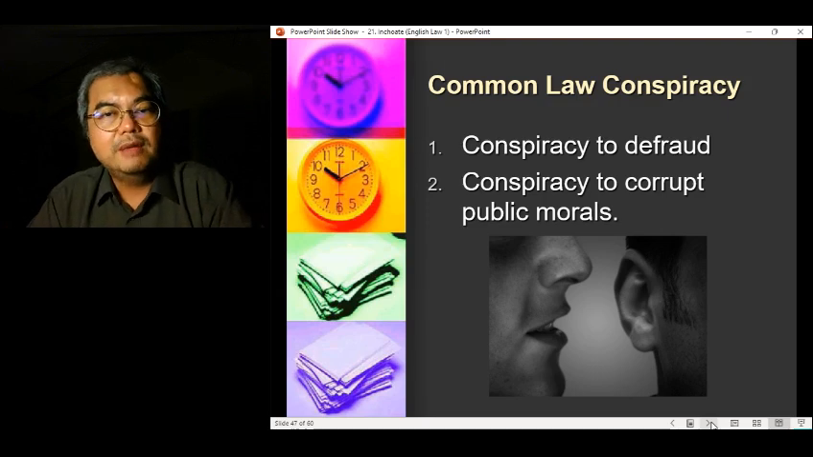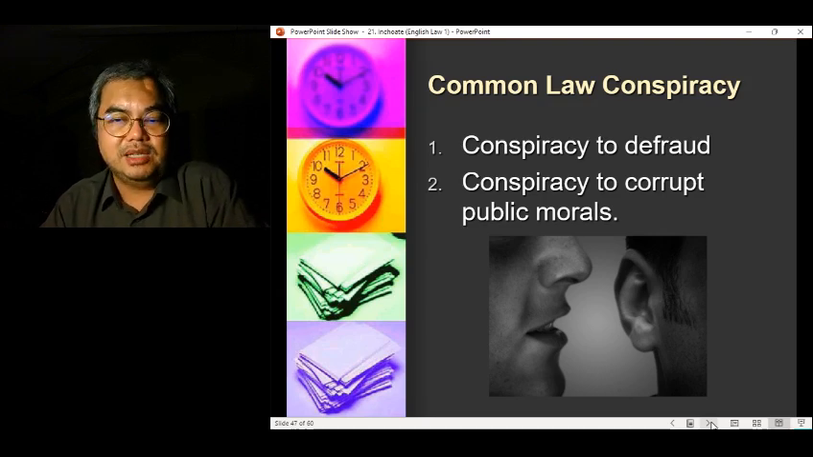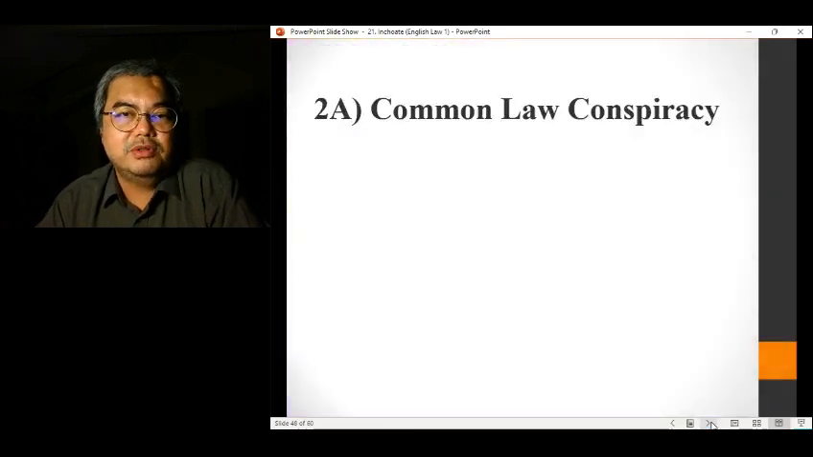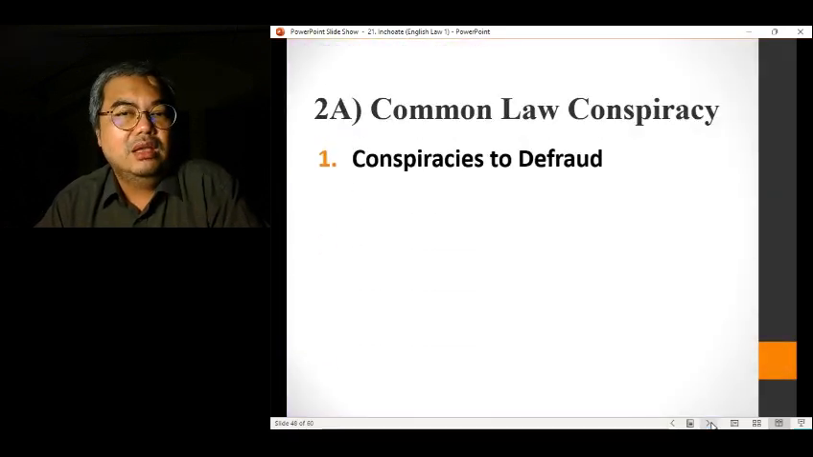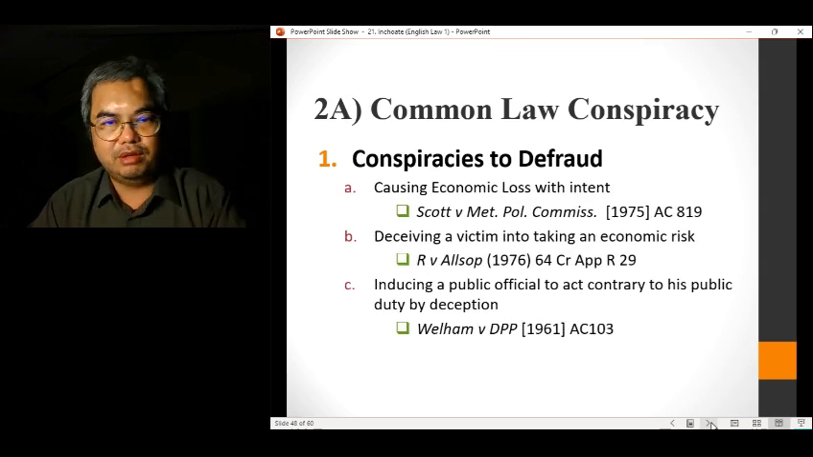And under common law conspiracy, there are only two types of conspiracy that remain, which is conspiracy to defraud and conspiracy to corrupt public morals. I'm going to go through this very quickly because, as mentioned, it's not really very important, but we need to know about it because it still exists. So first, conspiracy to defraud. And under conspiracy to defraud, there are also three kinds of conspiracies. There are also three ways of how you can conspire to defraud.